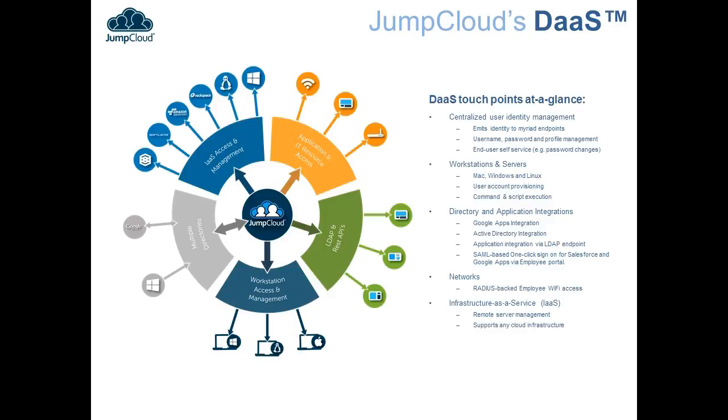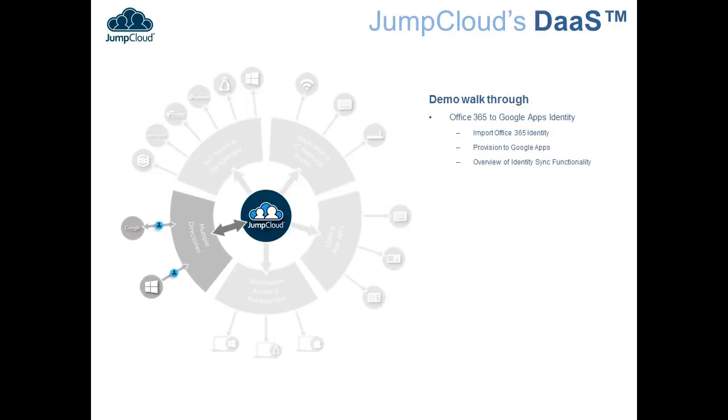JumpCloud is an authoritative directory that sits in the middle of your infrastructure. Everything from your directories like Google Apps and Office 365 to workstations, Mac, Linux, Windows, LDAP endpoints to legacy sorts of infrastructure, Linux, and/or applications that can use an LDAP directory.